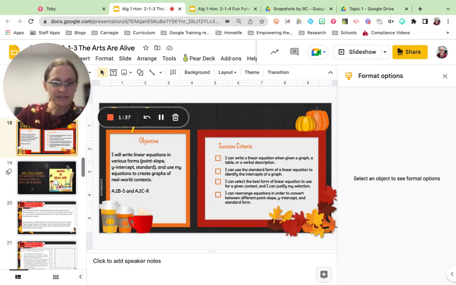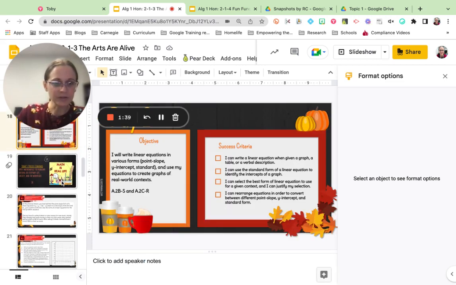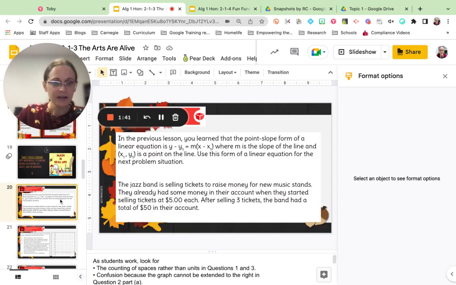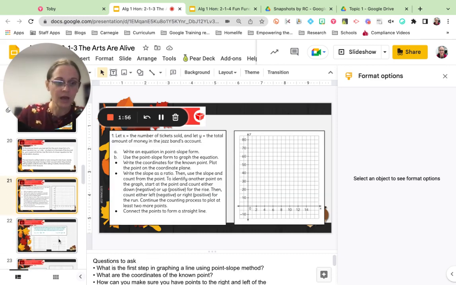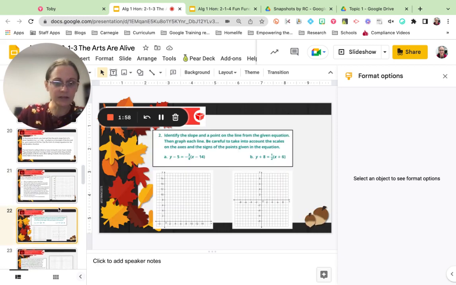So day 2 begins with the same objective and some similar but slightly different success criteria. We have a context here that's just perfect for point slope form. We have a point here. After selling 3 tickets, the band has $50 in their account, and we can figure out the slope. And that's the process that the students are guided through on this slide with these instructions. After that, we move to some non-contextual practice.